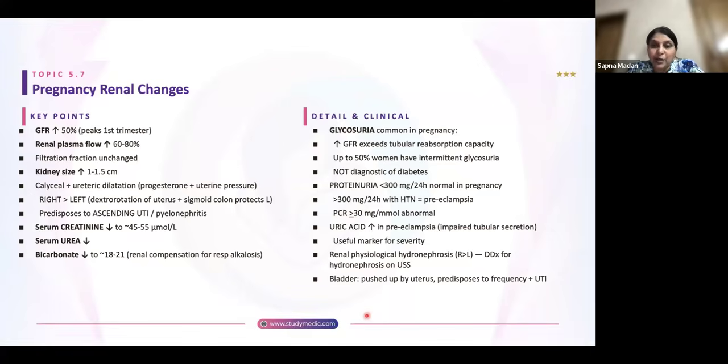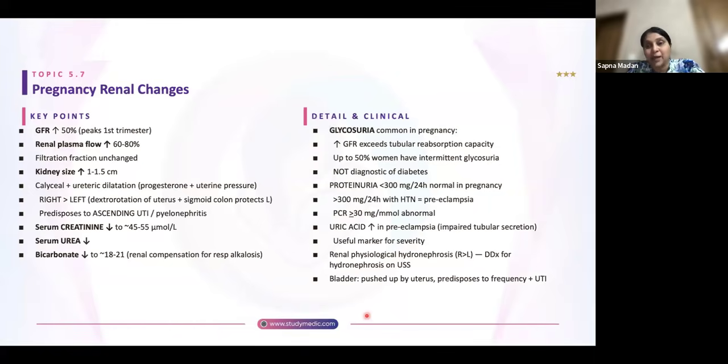Proteinuria of less than 300 milligrams per 24 hours is normal in pregnancy. If it is more than 300 milligrams in 24 hours and there is hypertension also, then we call it preeclampsia. A PCR, that is protein creatinine ratio, of more than 30 milligrams per millimole is abnormal. Uric acid will increase in preeclampsia because of impaired tubular secretion, and this is a marker for severity of preeclampsia.